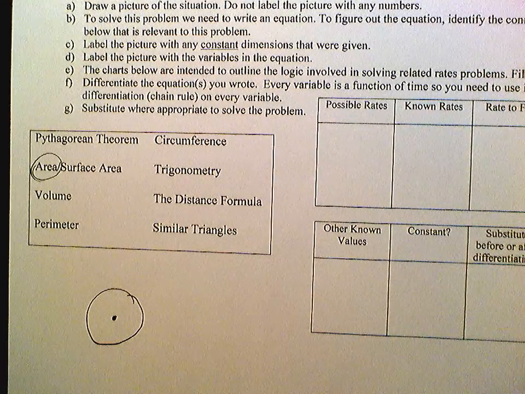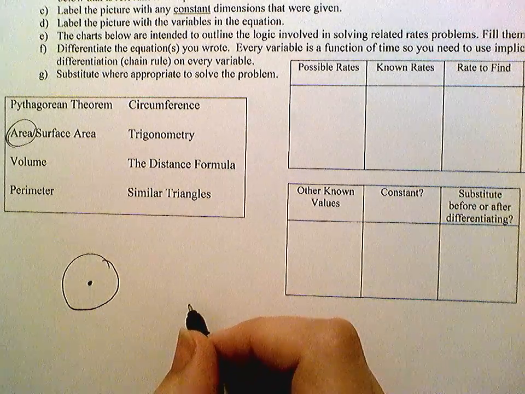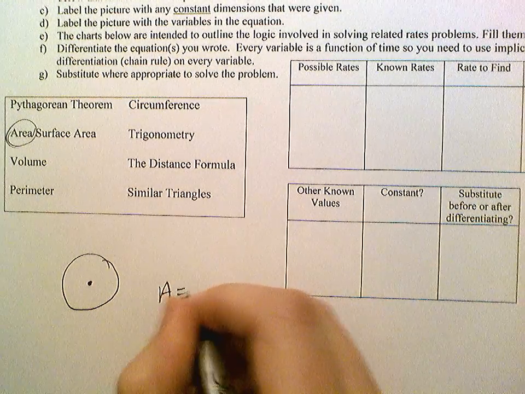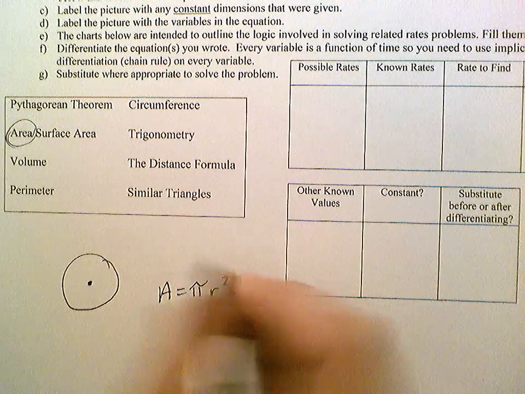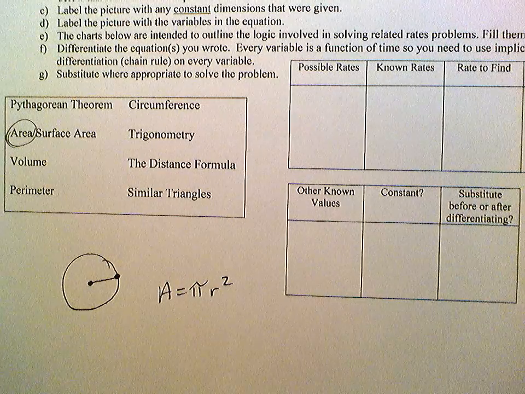Okay, so now let's write down the formula. I've identified the concept, now let me write down the relevant formula. The area of a circle is pi r squared, and that r would be the radius there.